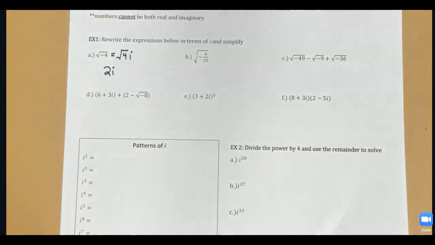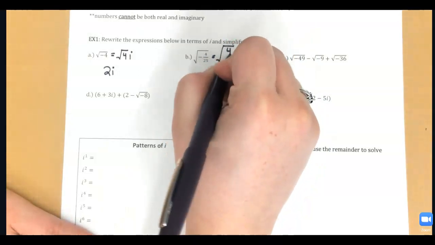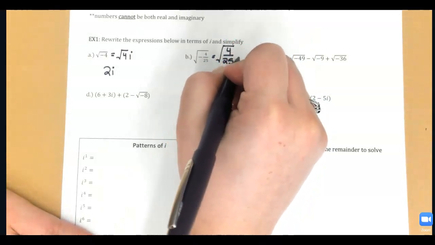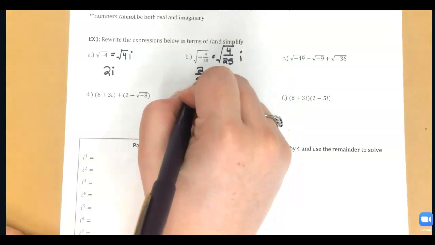B, similarly, I've got the square root of -4/25, so I'm going to rewrite that in terms of i. That would be the square root of 4/25 i. And 4/25 is also a perfect square. That is 2/5 i.